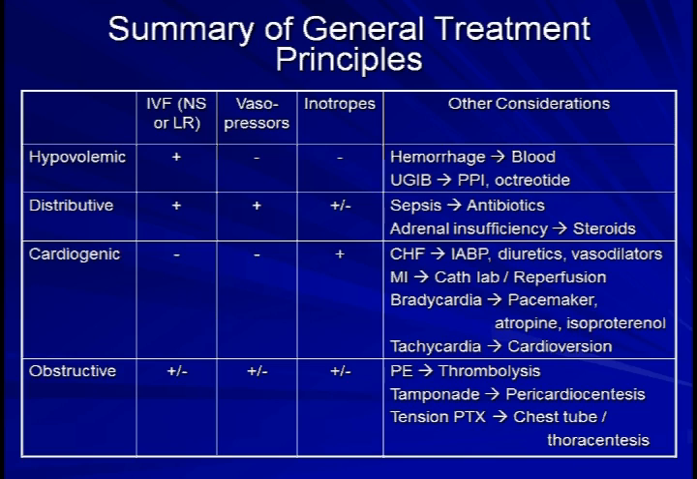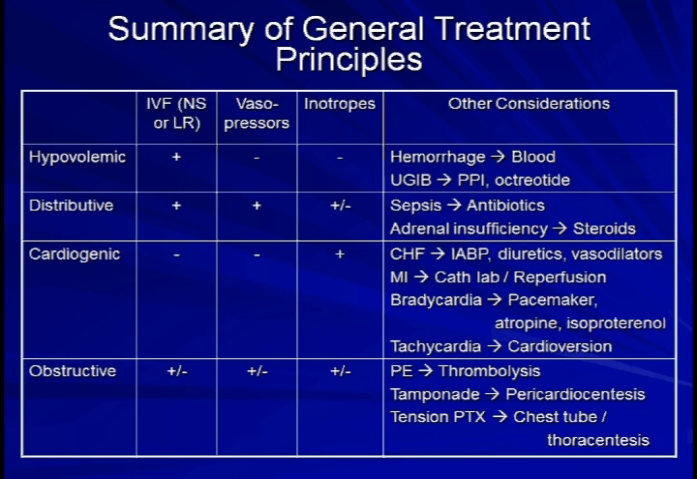For distributive shock, IV fluids and vasopressors are definitely indicated. Inotropes may or may not be indicated depending on the presence of concurrent myocardial dysfunction. Other considerations include, but are obviously not limited to, giving antibiotics and/or steroids.